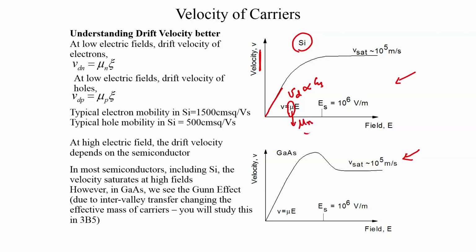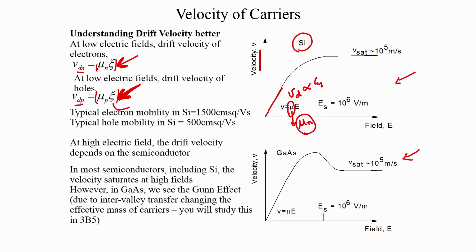Just like how we define an electron mobility, one could also use the same kind of relation to define the drift velocity of holes. Since both electrons and holes are carriers of current, the holes in the valence band and the electrons in the conduction band, we can define a drift velocity for both these species, and that can be given by this relation for low electric fields.